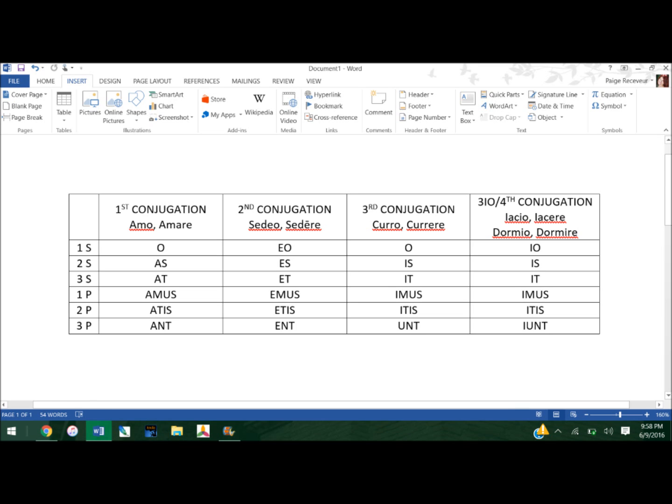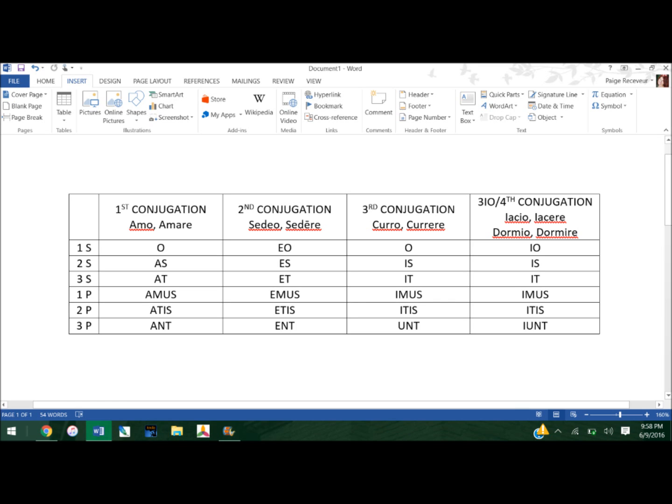For fourth, this is a similar situation, only you don't actually have to change anything. So you go to the second principal part, and you have an IRE instead of an ERE. You actually can just keep the I there. Either way, you find out your stem is an I, you write that everywhere, and that last one, normally for third, you would change it to a U. Because that's not an I, you add an I before the U, which means your chart is IO, IS, IT, IMUS, ITIS, IUNT for both third IO and fourth.